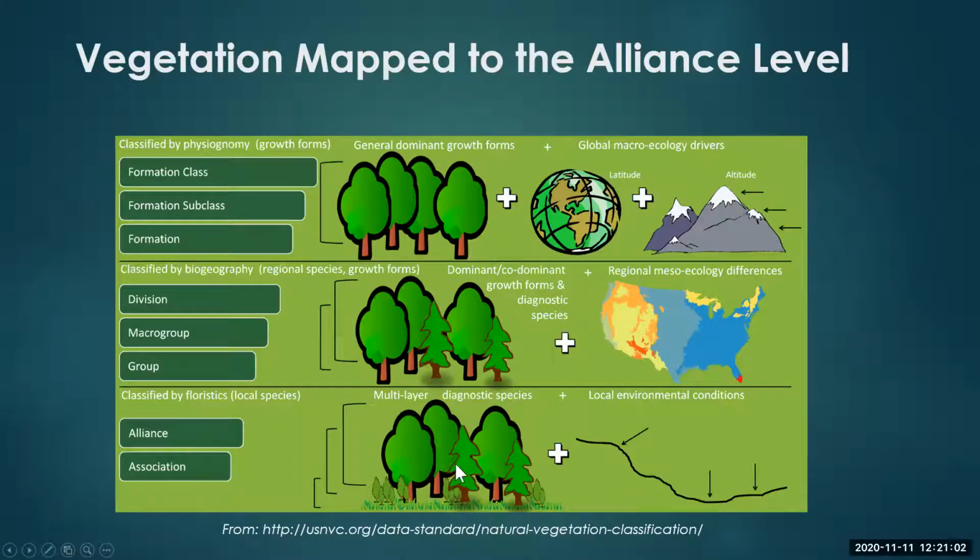And we're down here at the most detailed level, at mostly the alliance level. Also, sometimes we go down to the association level. And these are based on on-the-ground conditions. So again, you're building vegetation maps that can be used to manage on the ground for local management, but also can be expanded across the region for region-wide management or county-wide management. So we're at this detailed level down here.